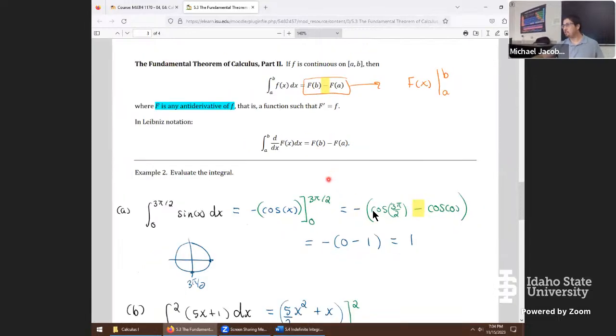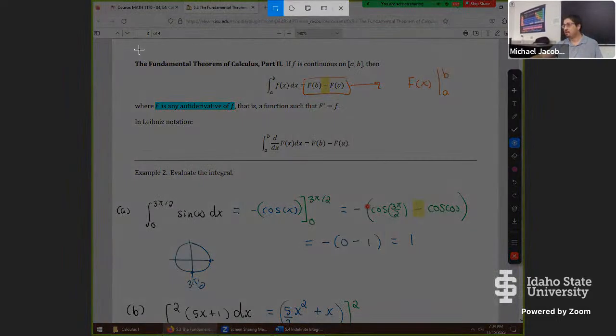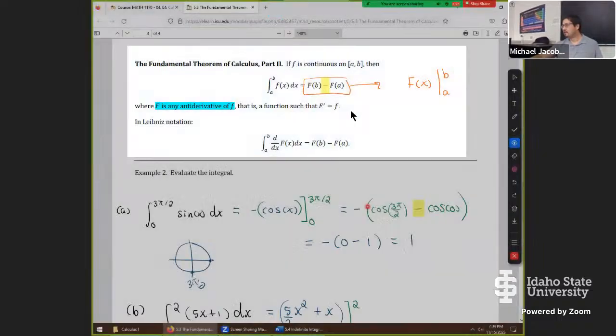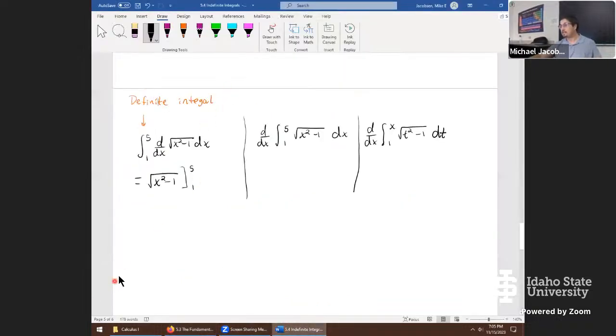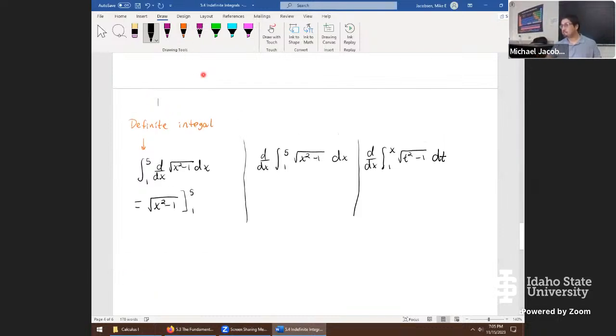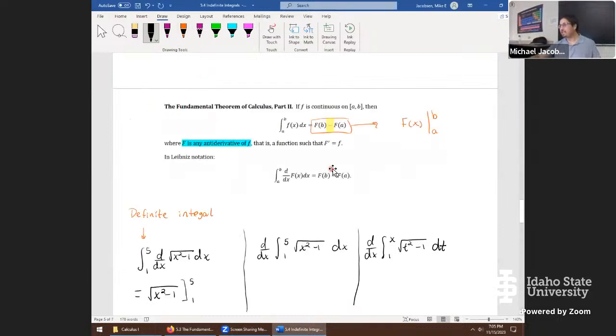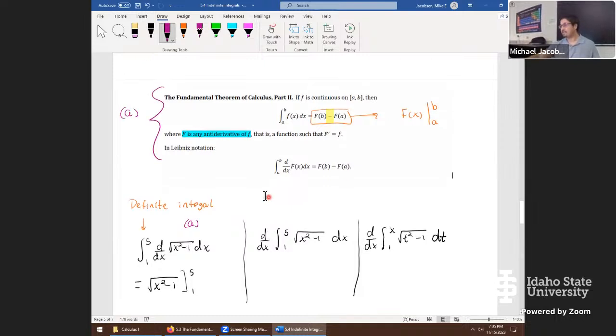Let's copy this in, fundamental theorem of calculus part 2. It's typically written this way, but nothing prevents us from putting a derivative here and expressing it in Leibniz notation. So this right here is the key to that first problem. Let's say this is A, and this is what you need to know for that part A right there.